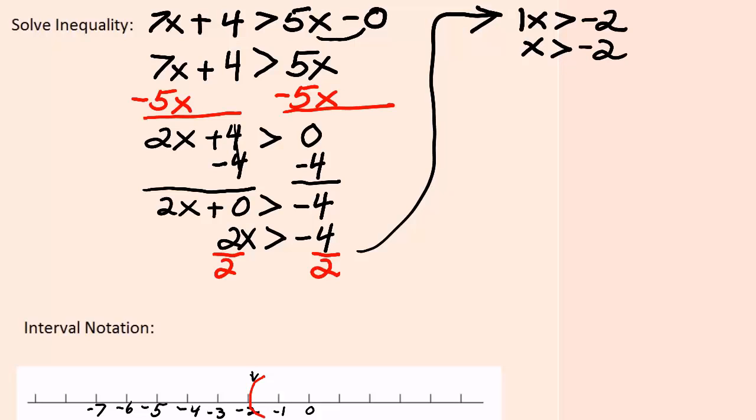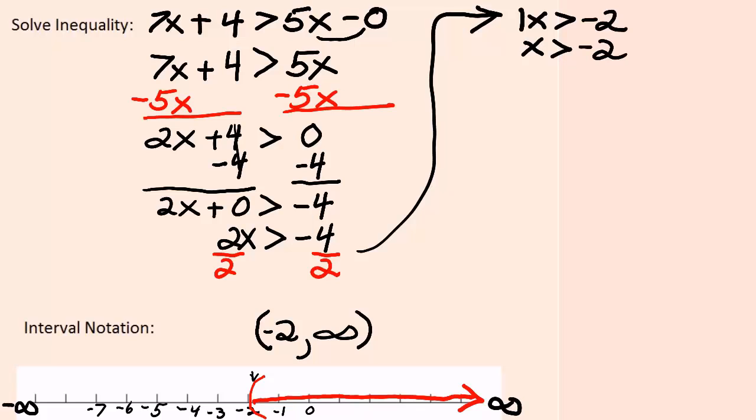There's negative 2. I draw a parenthesis through negative 2 and an arrow pointing off to the right, just the way the inequality sign is pointing to the right. Positive infinity is on the right. Negative infinity is on the left, and my interval notation will look very much like the graph, with negative 2 on the left and infinity on the right. And of course, a strict inequality takes parentheses. Infinity and negative infinity always take a parenthesis.